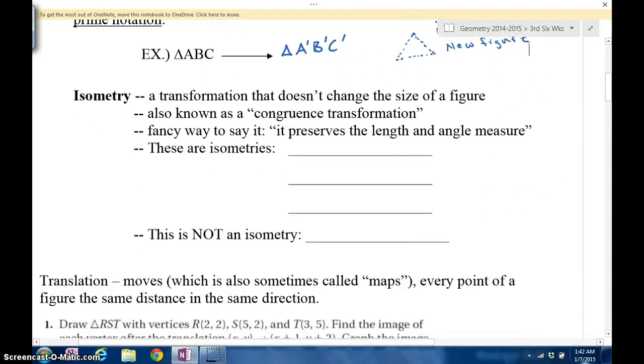Alright, so isometry, the transformation that doesn't change the size of the figure, also known as a congruence transformation. A fancy way to say it is it preserves the length and the angle measure. They have three types of isometries. We have translations, which we're doing today, reflections, and rotations. An example of something that's not an isometry is dilations.